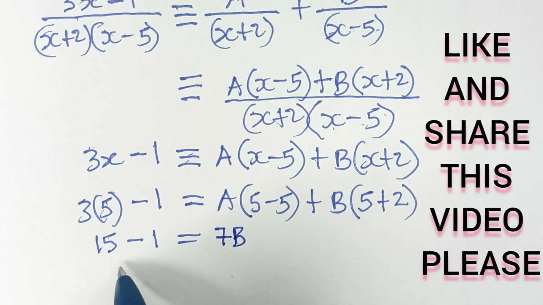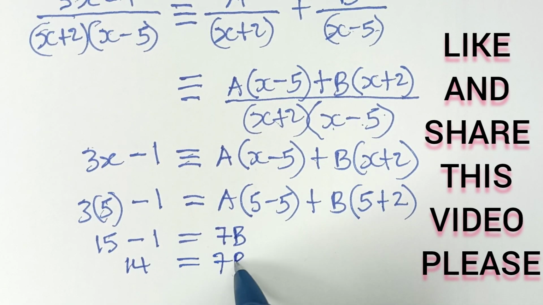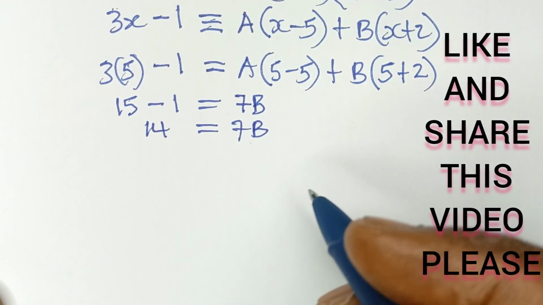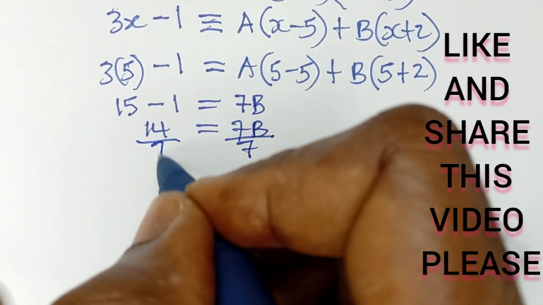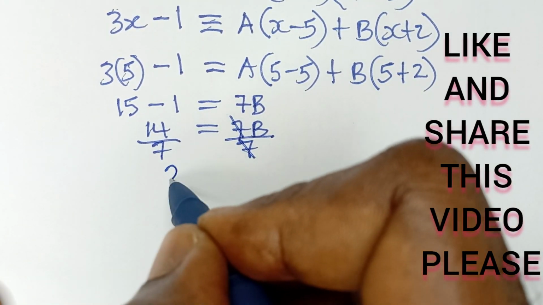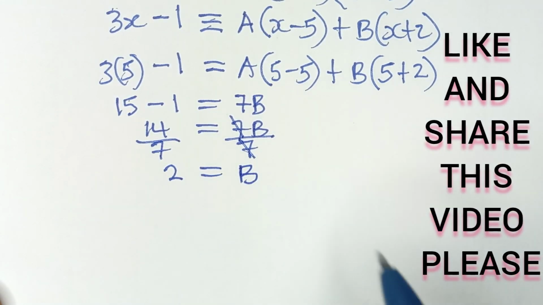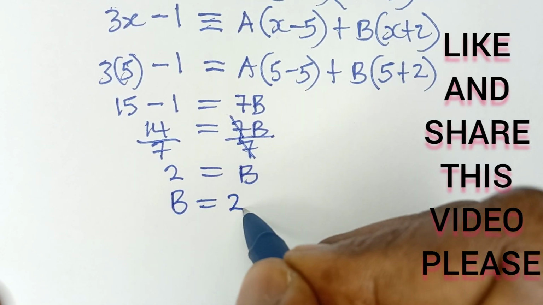So what do I have next? I have 14 is equal to 7b. So I can now divide both sides by 7. So this is over 7 over 7. 7 cancels 7. So 14 over 7 is 2 and is equal to b. So we now have the value of b as 2. So b is equal to 2.